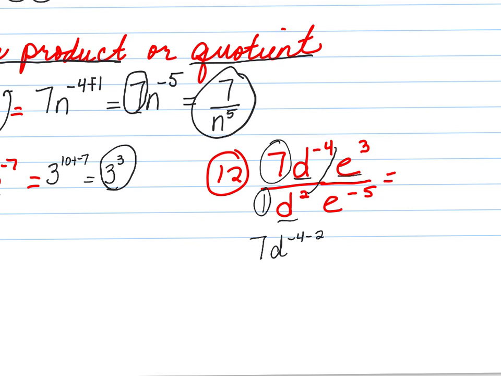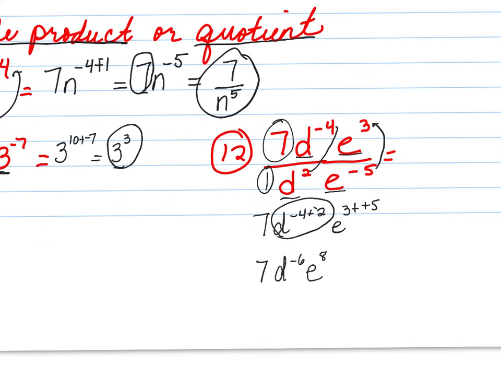The E's are the same base as well. So I'm going to go E, it says to bring it up there and subtract. E to the 3rd minus negative 5. Now simplify. This is 7. Okay, D to here, I'm going to do keep change opposite now because it's subtracting, right? So I get D to the negative 6th power. E, oh, I'm going to keep change opposite there. E to the 8th power.